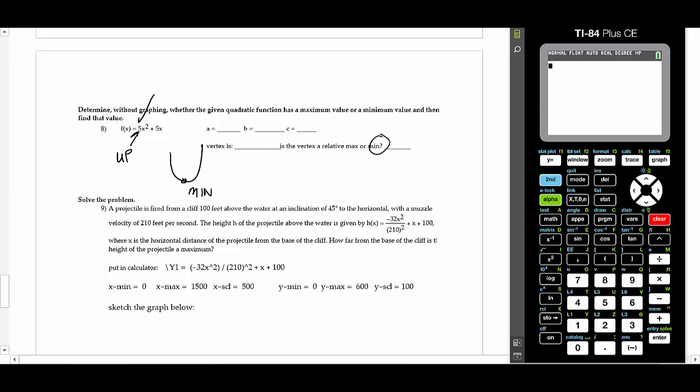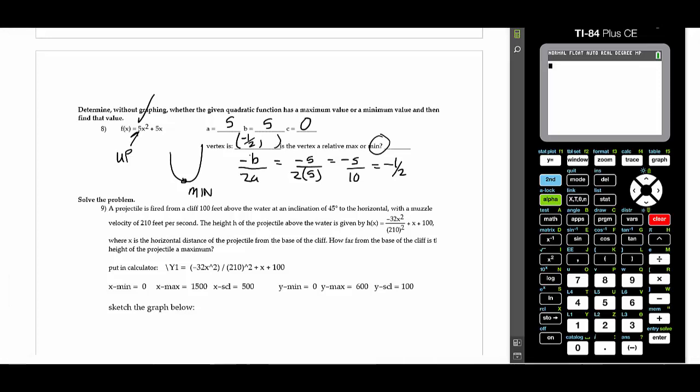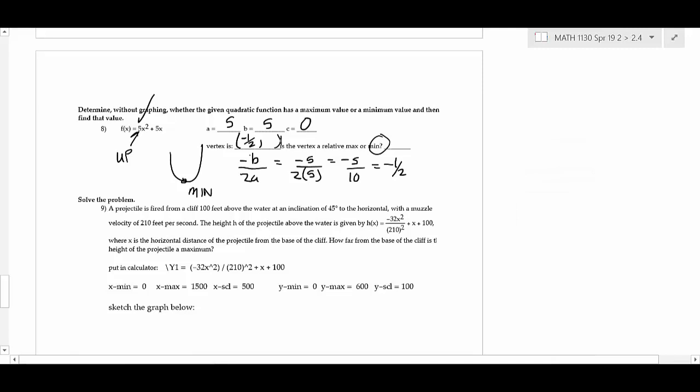The way to do this is just negative b over 2a, and all I'm going to do on this is just find the vertex again. So a is 5, b is 5, c is not there, so it's 0. Remember, c doesn't have any bearing on the vertex anyway. So if I do negative b over 2a, I'm going to get negative 5 over 2 times 5. So that's negative 5 over 10, which reduces to negative 1/2. So you can have, of course, a fractional value when you're working out your vertex.